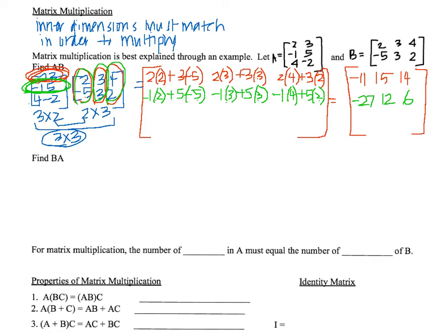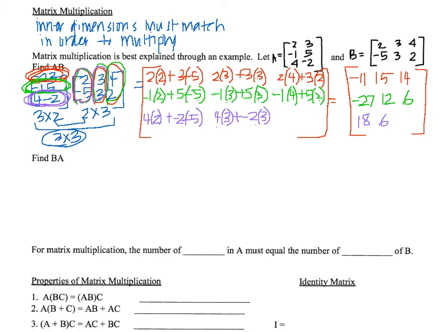All right, last one. 3rd row, 1st column. So 4 times 2 plus -2 times -5. 10 and 8 gives us 18. 3rd row, 2nd column. So 4 times 3 plus -2 times 3. 12 and -6 just makes 6.